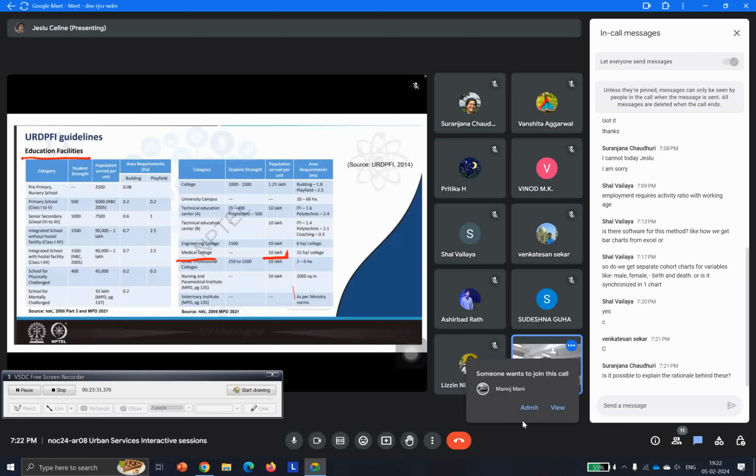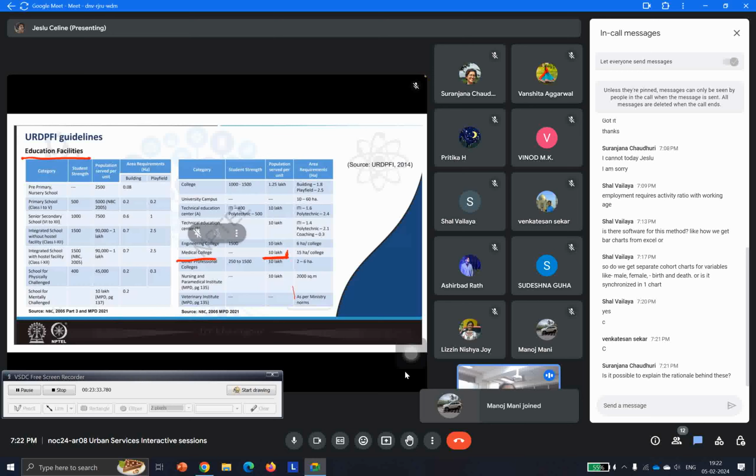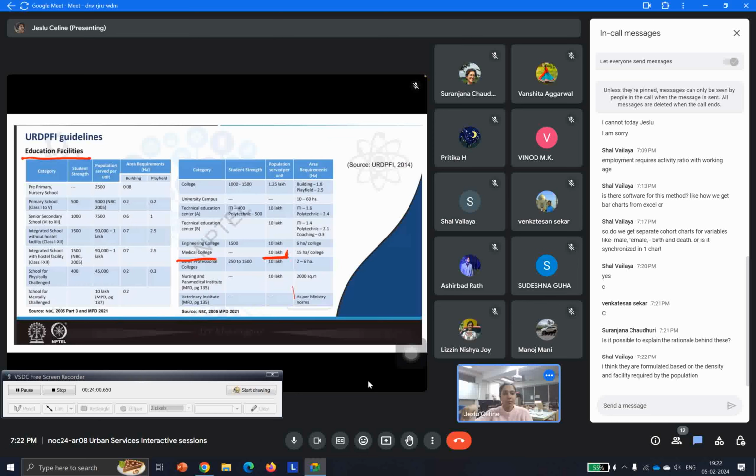A lot of participatory surveys have been done in order to understand the requirement of the place, and these have been formulated from that. We've discussed that multiple levels of organizations are involved in deciding these standards, starting from getting the opinion of local people to decision making bodies. There have been several layers these guidelines have gone through, and finally they've formulated the density and facility required for the population.